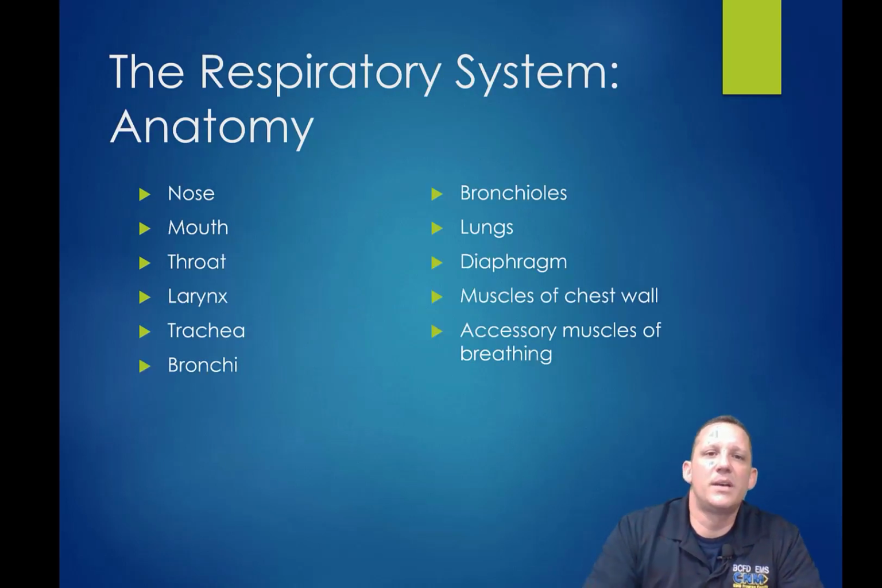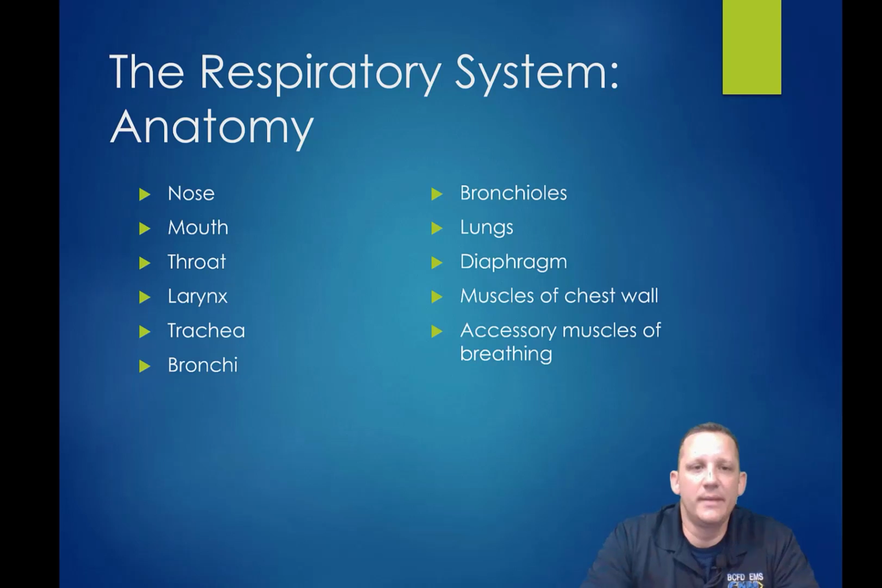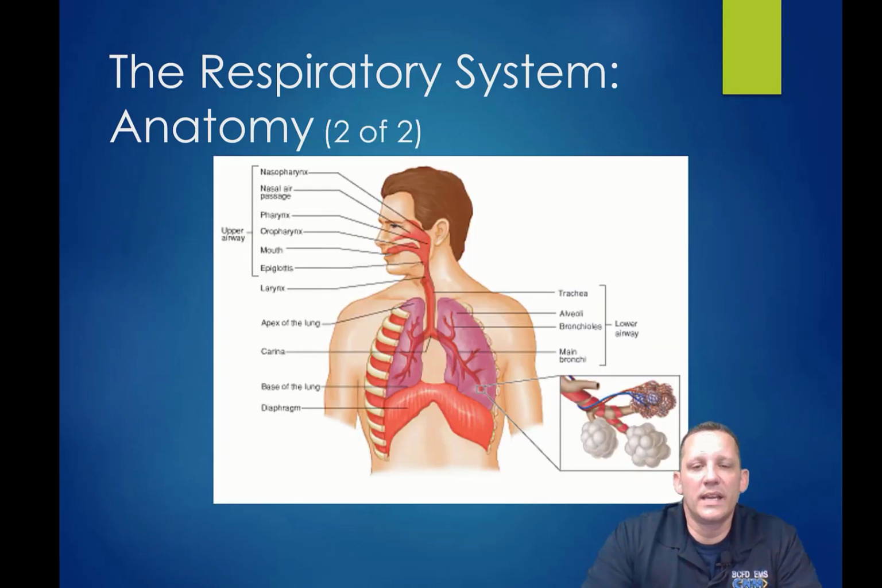Okay, so now we're going to talk about the respiratory system and its anatomy. And we're going to start with the nose, the mouth, the throat, the larynx, the trachea and the bronchi, the bronchioles, lungs, diaphragm, muscles of the chest wall, and accessory muscles of breathing. So if we're looking at this is going to be a superior to inferior kind of view. And we're looking at the nasopharynx, the nasal air passages, the pharynx, the oropharynx, the mouth, the epiglottis, the larynx, the apex of the lung.